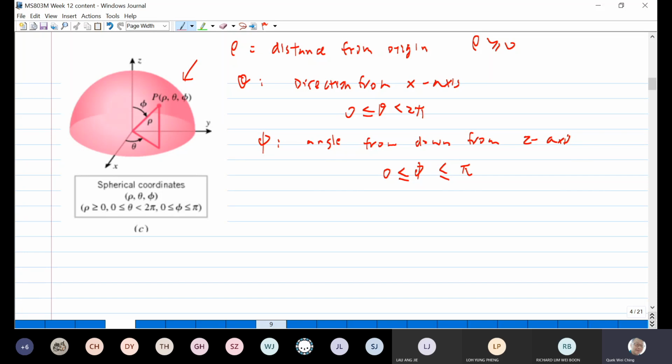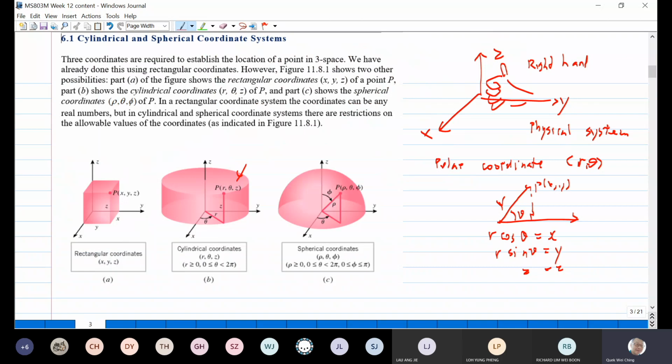Okay, so this is about the spherical coordinate. Because I think cylindrical coordinate and rectangular coordinate are more familiar, right? Because it's not much different from polar coordinate. In spherical coordinate, the way they measure, you see rho, theta, and the angle phi.